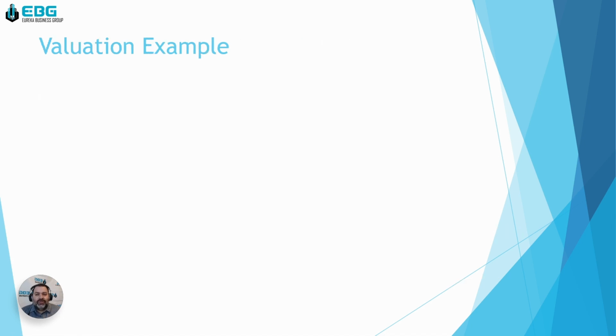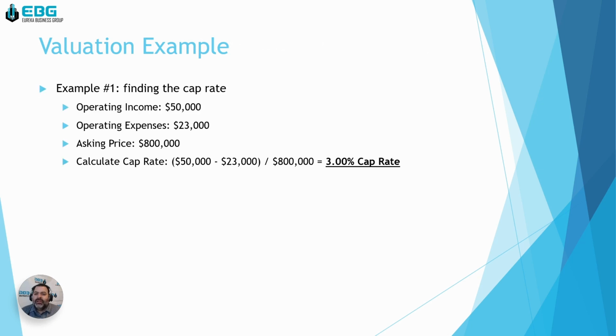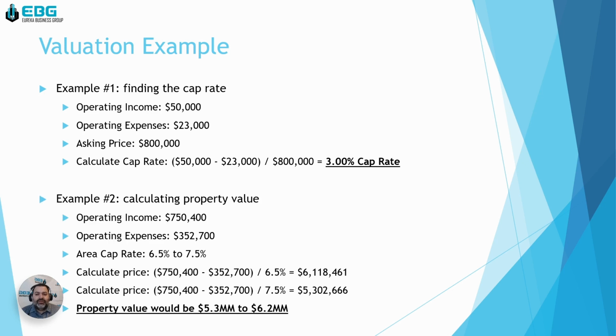Let's take a look at an example for valuations now that we talked about cap rates and we talked about NOI. So if I'm looking at finding the cap rate, I have an NOI of $50,000, expenses of $23,000, asking price is $800,000. So I'm taking my NOI, which is 50 less $23,000, dividing by the $800,000 asking price, and I got a 3% cap rate. Good, bad, it's irrelevant. It depends on the market, depends on the asset, depends on a lot of different things.